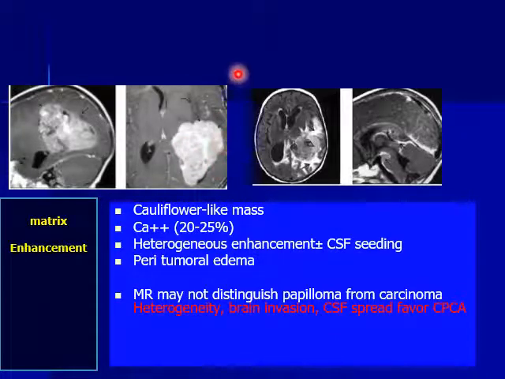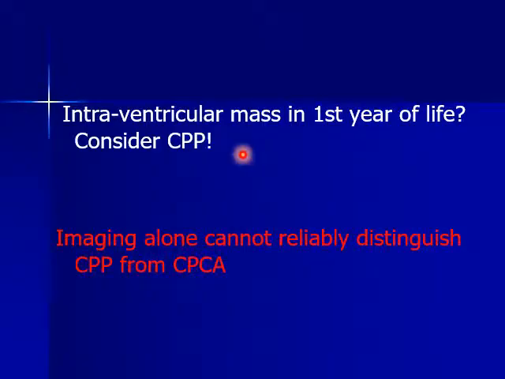So you can report it as a choroid plexus tumor, mostly papilloma rather than carcinoma, or if it is aggressive in behavior, we can tell that it is a carcinoma. As a tip, an intraventricular mass in the first year of life, you should consider choroid plexus tumors, papilloma or carcinoma. Imaging alone cannot differentiate papilloma from carcinoma unless we have malignant behavior.